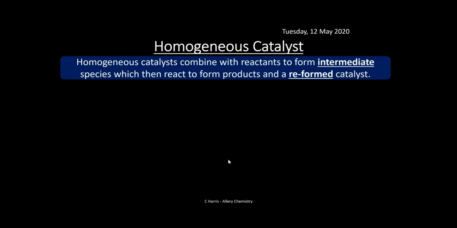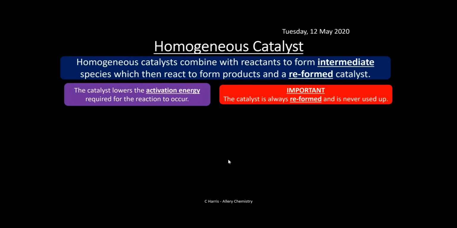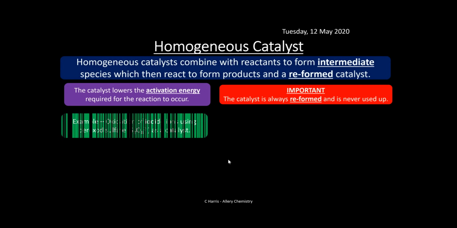Homogeneous catalysts combine with reactants to form intermediate species, which then react to form products, and then obviously the catalyst is reformed. And this fits in with the energy profile that we've just seen. So a catalyst lowers the activation energy required for the reaction to occur. So it's really, really important. The catalyst is always reformed. It's never used up. That is the purpose of a catalyst.